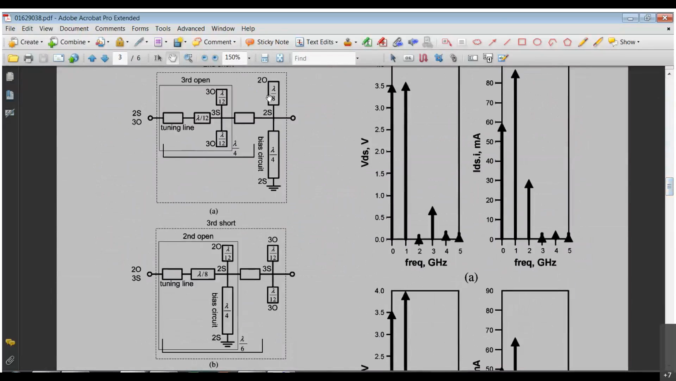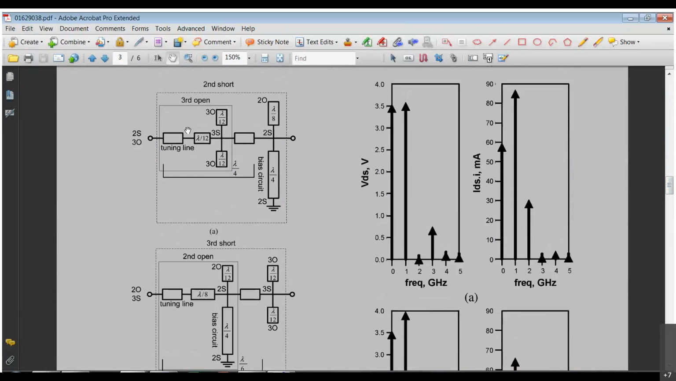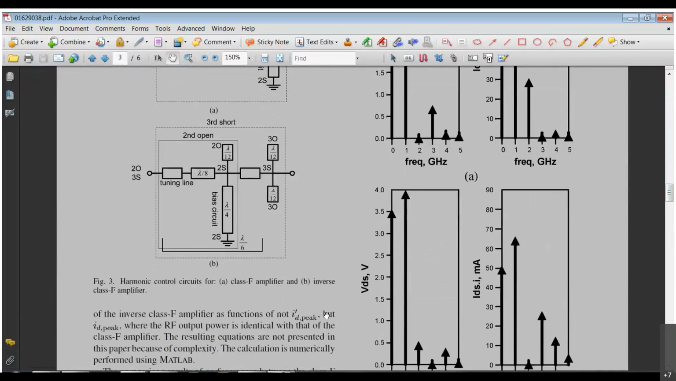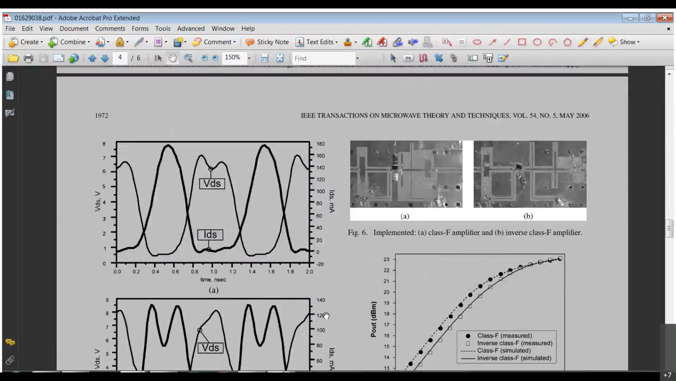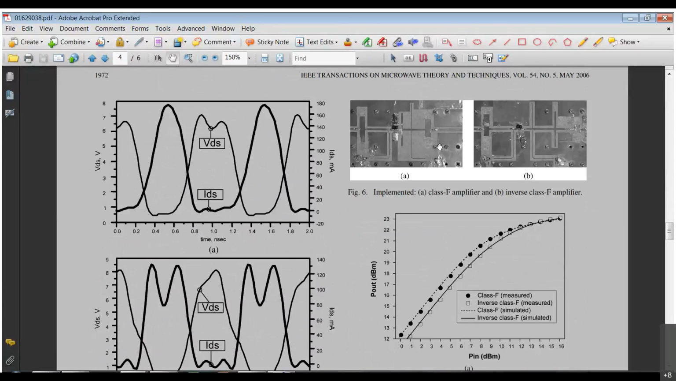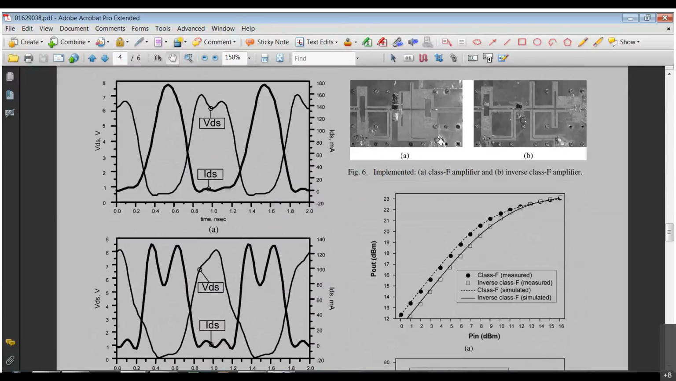And before I show the result, I would like to point out the network which has been used on the output side. So here they all have been implemented using microstrip line. And here we have a photograph on the right hand top side of class F and inverse class F implemented in microstrip format, which might not be very clearly visible, but that is a different issue.